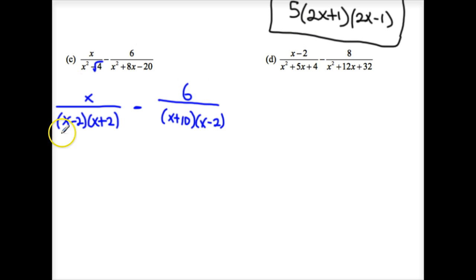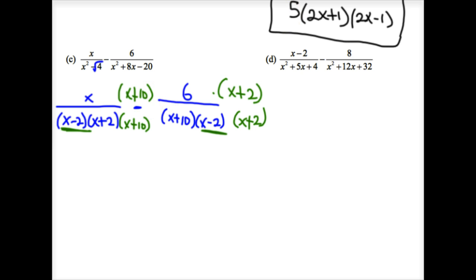Now I want to go ahead and look for what they don't have in common. They both have an x minus 2, so now what's left over on this side is x plus 2, so I want to times this by x plus 2, and then x plus 10 is on this side, becomes x plus 10.